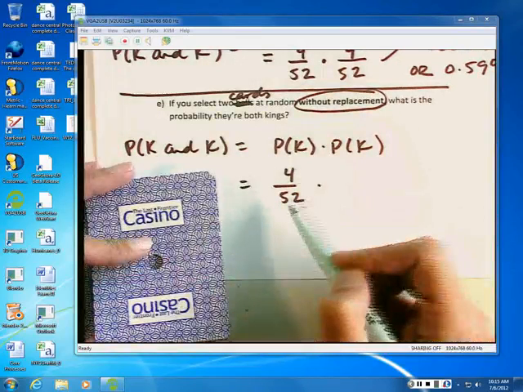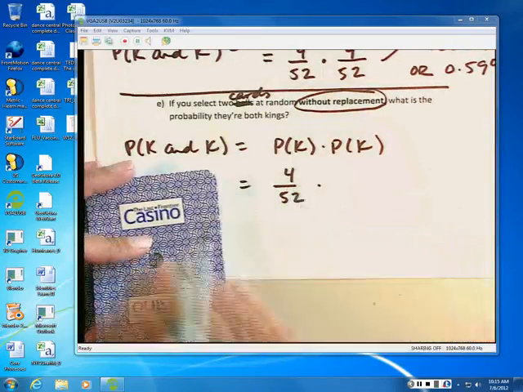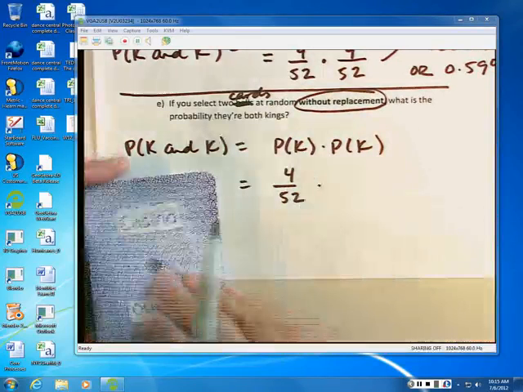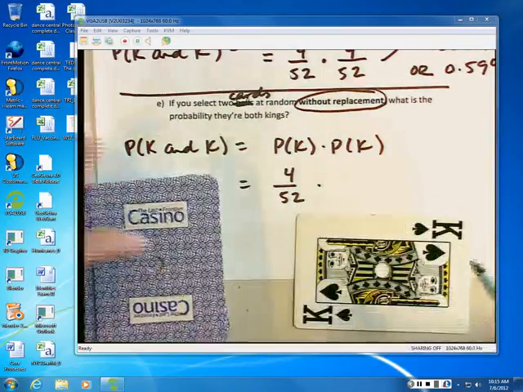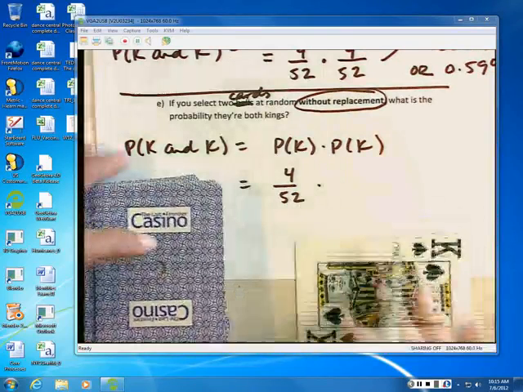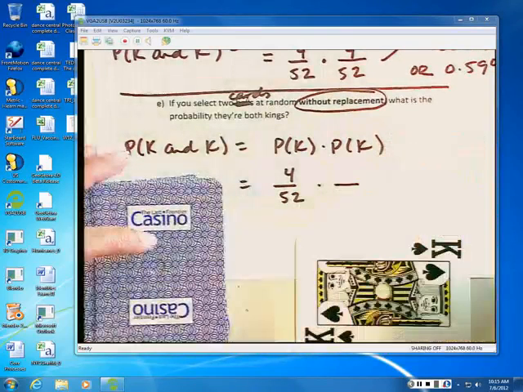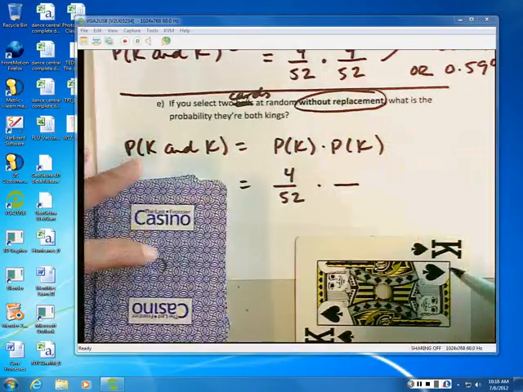To do my theoretical probability, I assume that the first one I draw is a king. Okay, so it is a king. I don't replace it, though. Now I do the second probability. Here comes the second king. I assume that the first one I drew out was a king.